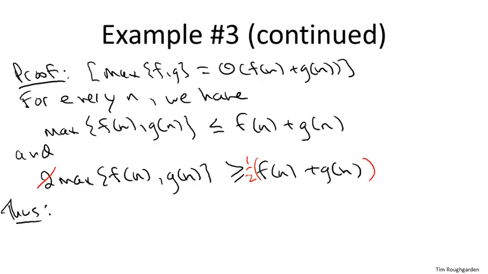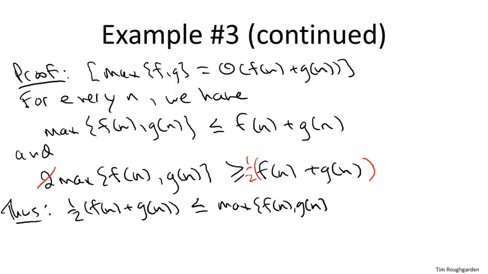And now we're pretty much home free, right? So what does this say? This says that for every possible n, the maximum is wedged between suitable multiples of the sum. So one half times f of n plus g of n is a lower bound on the maximum. This is just the second inequality that we derived. And by the first inequality, that's bounded above by one times the sum. And this holds no matter what n is, any n at least 1.